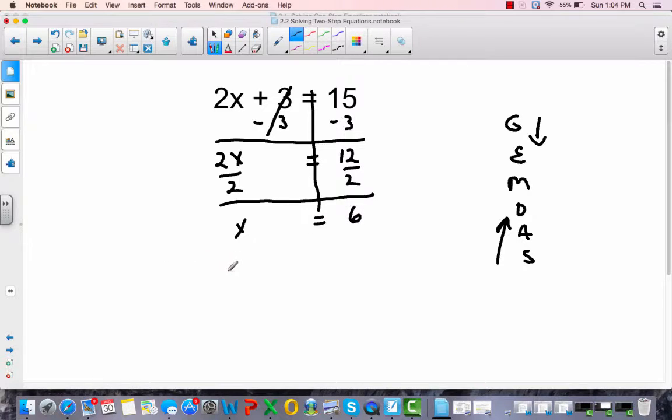Then we come back over here and we check our answer. We go 2 times 6 plus 3 equals 15. 12 plus 3 equals 15. And sure enough, 12 plus 3 is 15. And we have gotten ourselves a correct answer.